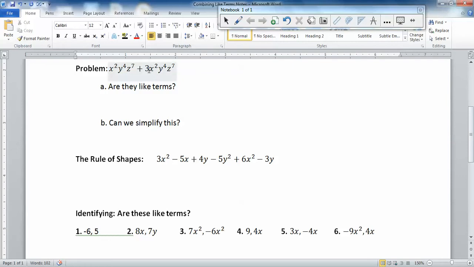Now the number in front is like a coefficient. It is what you add together when you combine like terms. So we don't have to have the same numbers, just the same variables to the same powers. Okay, so the answer is yes. These are like terms. They have the same variables, the same powers. And can we simplify this? Yes. If there are like terms that are being added together, then we can simplify.